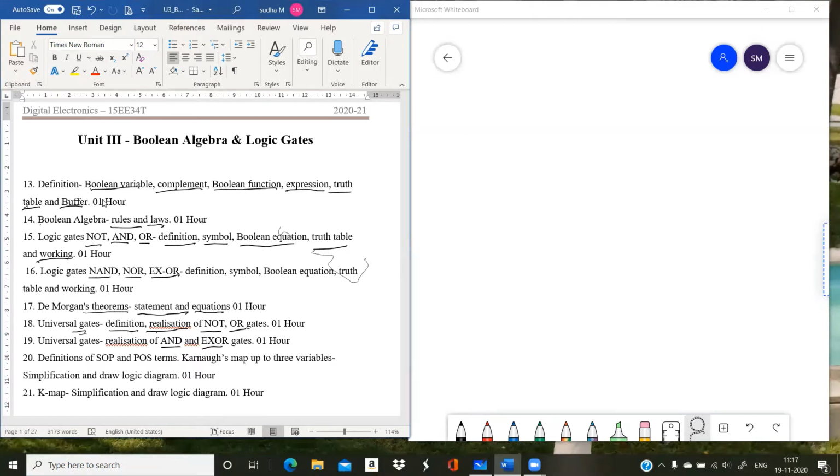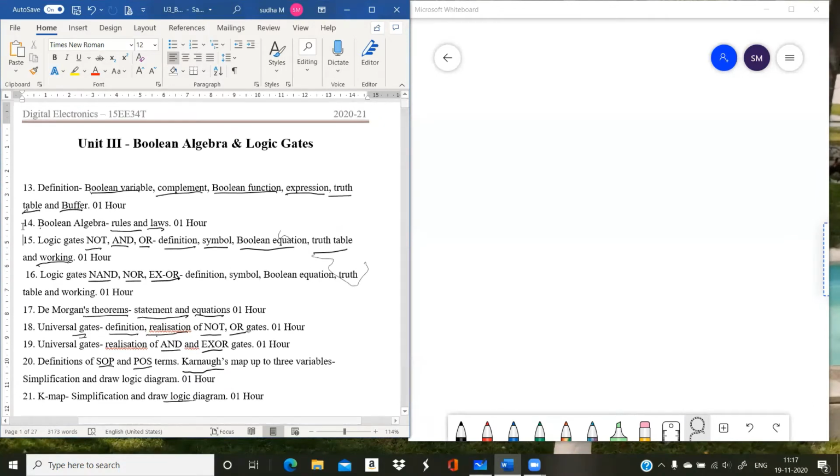The next topic is the definition of sum of product form and product of sum form. What is a K-map or Karnaugh map, and the simplification of Boolean equations using the K-map. In the two sessions, we are studying what a K-map is and the simplification, and how to draw the logic diagram for the simplified expression. Okay. So this is about the third unit, what we are going to cover in this unit.